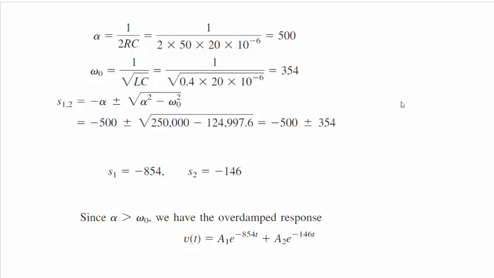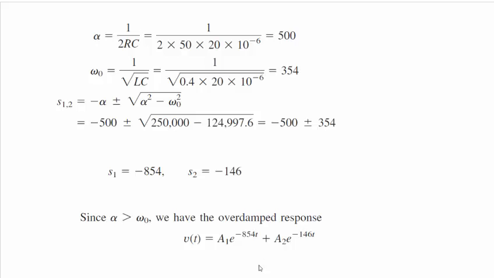So now the rest is pretty much calculations and putting it into the correct form. The hard part of the problem is over, was recognizing where to get your initial conditions. So we calculate what alpha is just by putting in the numbers. We get 500. We calculate what omega naught is, and we calculate our two roots, S1 and S2. So S1 turns out to be this number, S2 turns out to be that number, and alpha is greater than omega naught, so there we have an overdamped response. Therefore the solution is of this form right here.